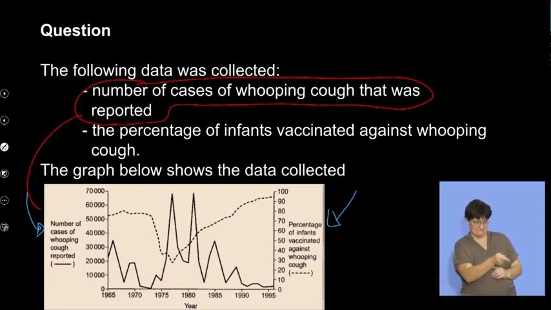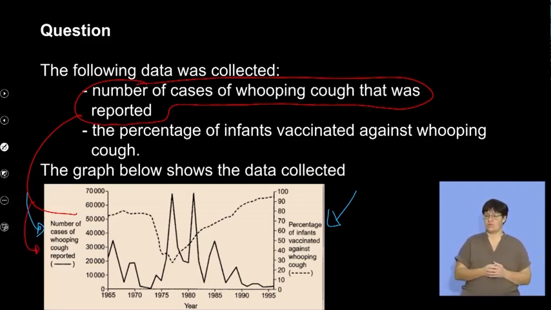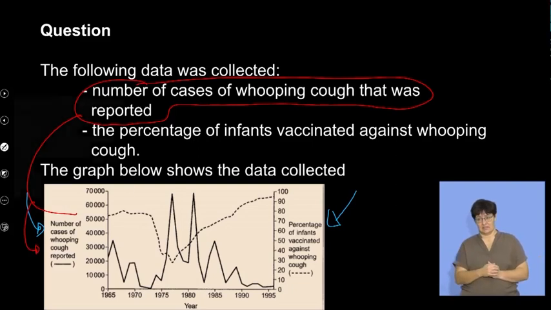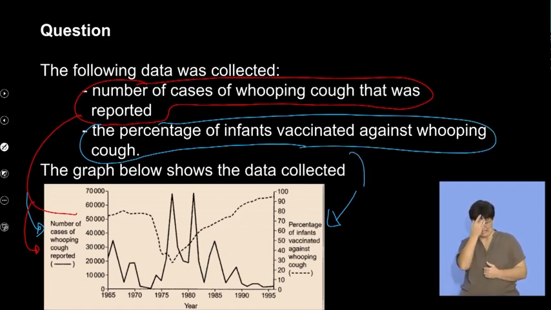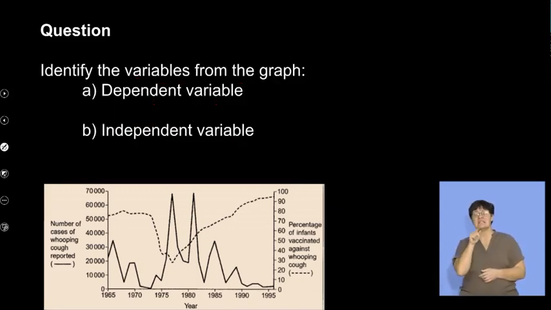So have a look on this part of the graph. The number of cases reported is over here. Then on the other side, I'm going to change back to blue, the percentage of infants that were vaccinated. They're on that side. So you've actually got two y-axes. The graph below shows the data collected. We're going to come back to this graph quite often. Let's see what kind of questions they're going to ask.